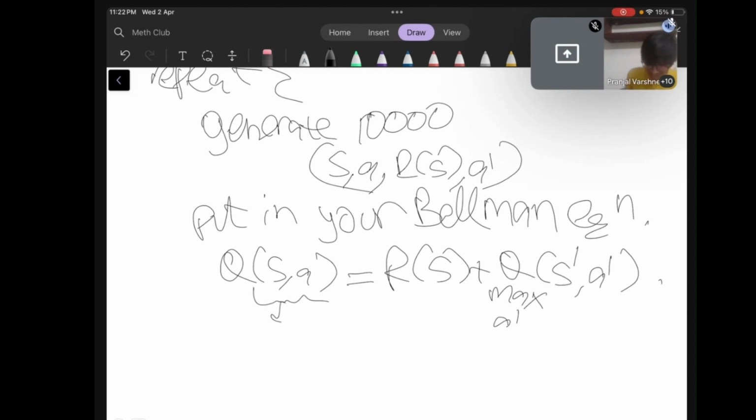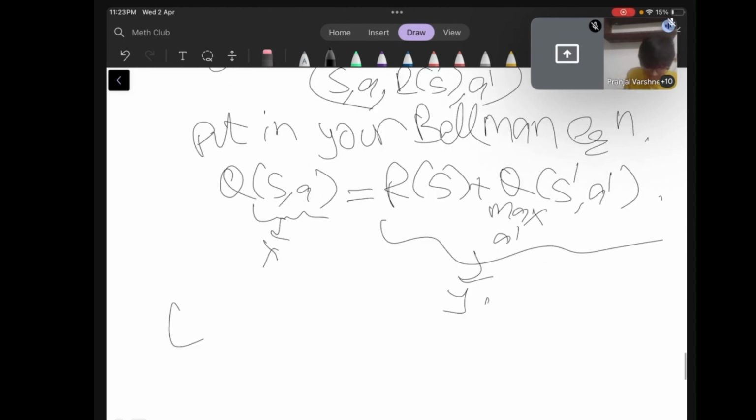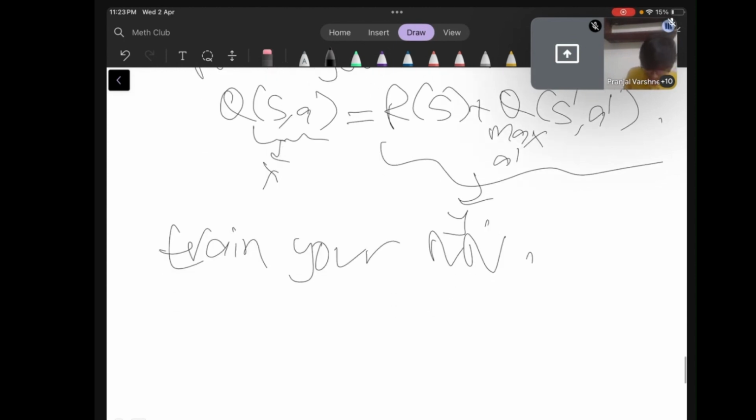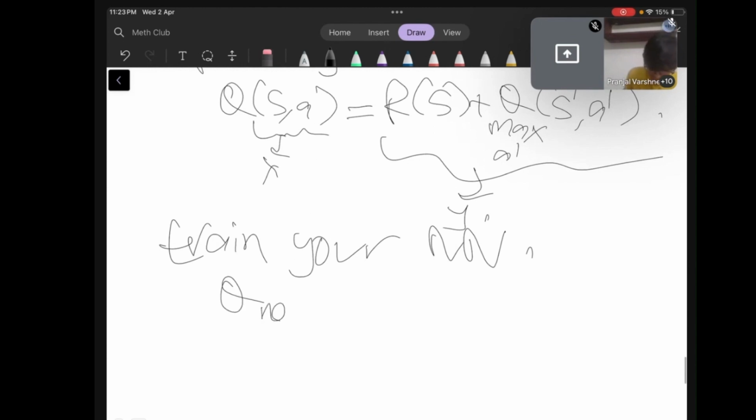You will get your x, which is basically s, a only. This is your y, right? You have randomly initialized your Q(s, a), and then you train your neural network. Then you will get your new Q for the future inputs that you put into your trained model, with the parameters that you get after training it for the first time. So basically Q old is gone.